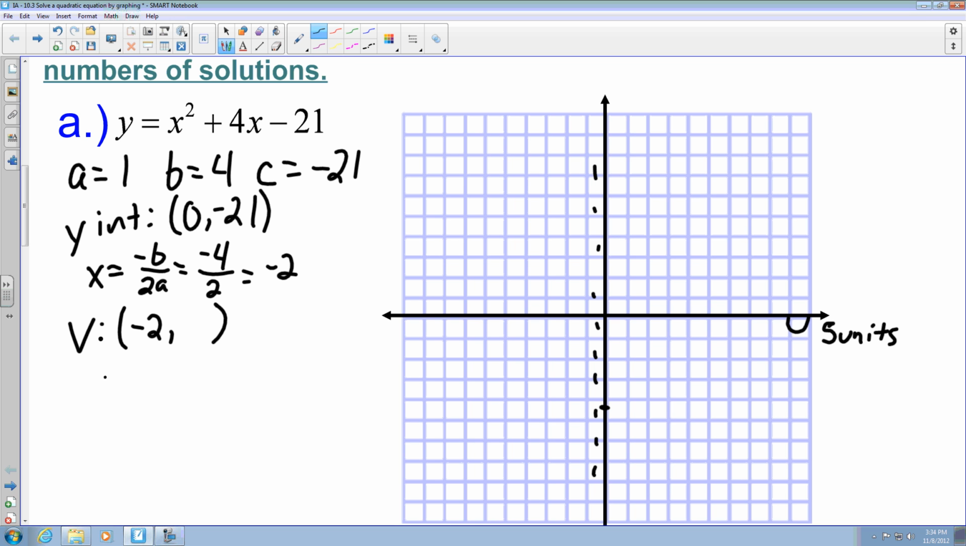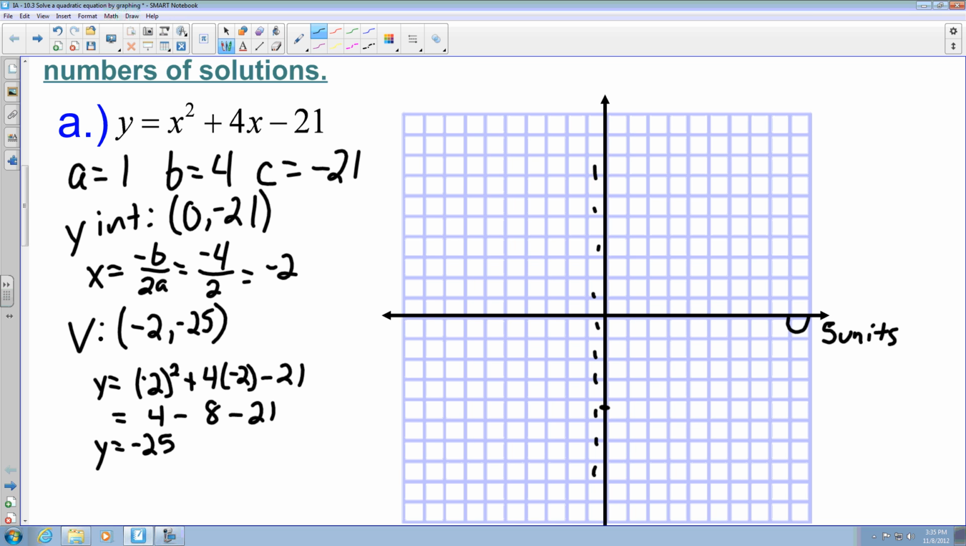So if we go y equals negative 2 squared plus 4 times negative 2 minus 21. So we have negative 2 squared is 4, minus 8, minus 21. So 4 minus 8 gives us a negative 4. Negative 4 minus 21 gives us y equals negative 25.